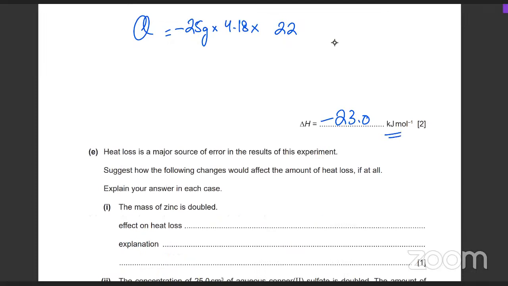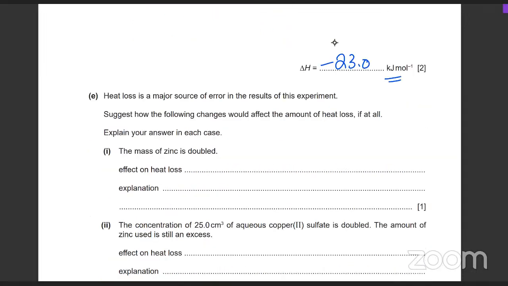So heat loss is a major source of error in the results of the experiment. Suggest how the following changes would affect the amount of heat loss at all. Explain your answer in each case. So the first one is the mass of zinc is doubled. What will happen to the heat loss if the mass of zinc is doubled? How would that affect?